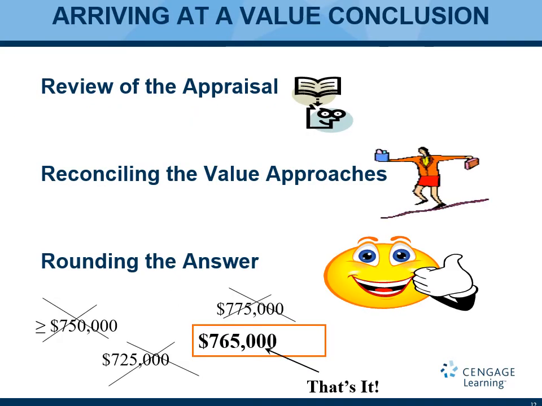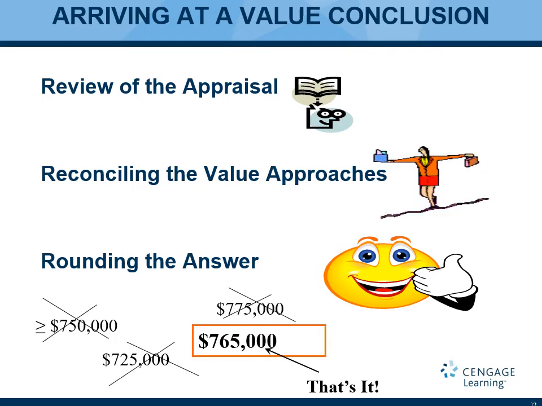We're arriving at our value conclusion. We've reviewed the appraisal. We've reconciled the value approaches. Which approaches did you use and are the numbers accurate? And then you round your answer. So some appraisal assignments will allow for a range of value, but most are going to give a single value estimate.